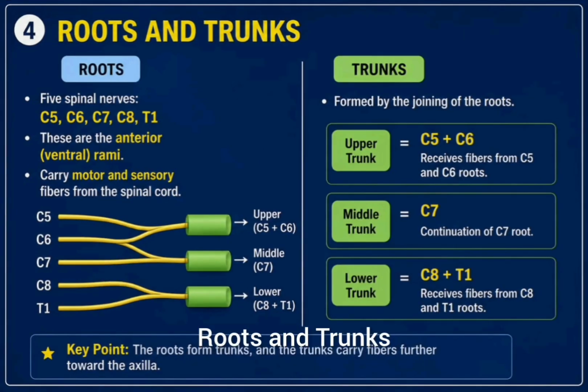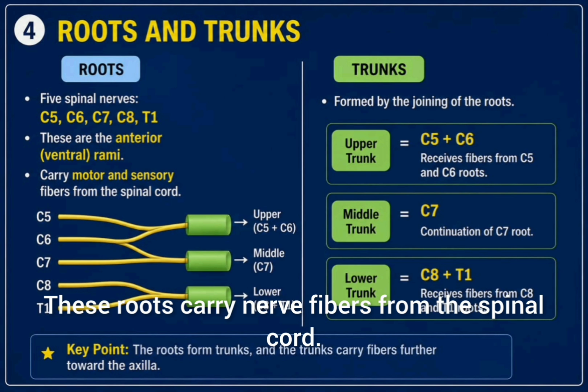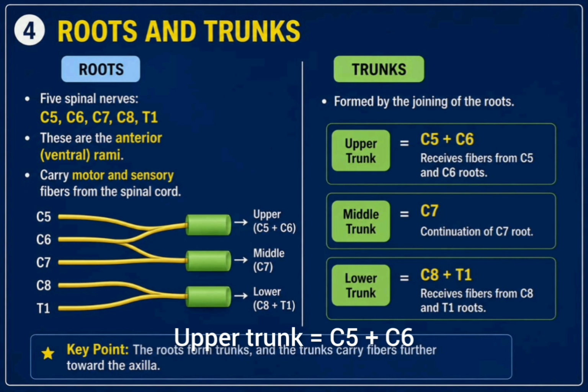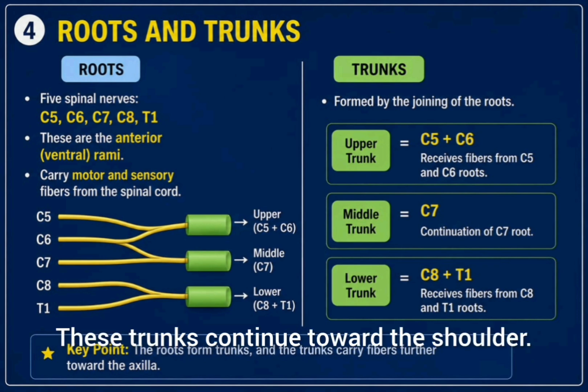Roots and trunks. Let's look at the first 2 parts. The roots are C5, C6, C7, C8, T1. These roots carry nerve fibers from the spinal cord. The roots combine to form 3 trunks. Upper trunk equals C5, C6. Middle trunk equals C7. Lower trunk equals C8, T1. These trunks continue toward the shoulder.